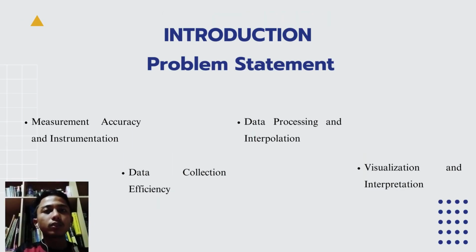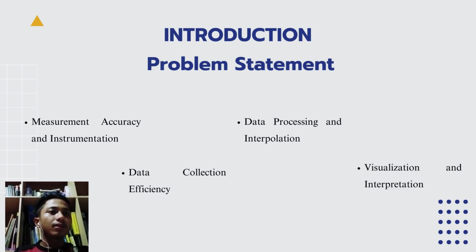For the problem statement, the first problem is measurement accuracy and instrumentation. Another critical aspect is ensuring accurate measurement of magnetic field strength and direction. The choice of suitable magnetometer, recalibration, and the minimization of instrument-related error are crucial factors in obtaining reliable and precise data. The second point is data collection efficiency. Maximizing data collection efficiency is important to minimize time, effort, and cost.